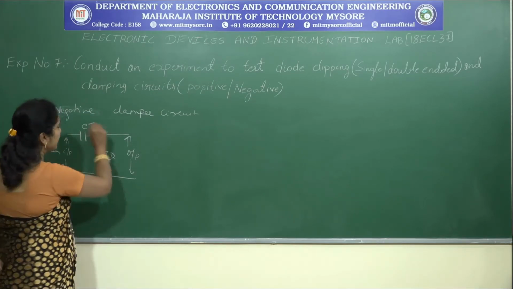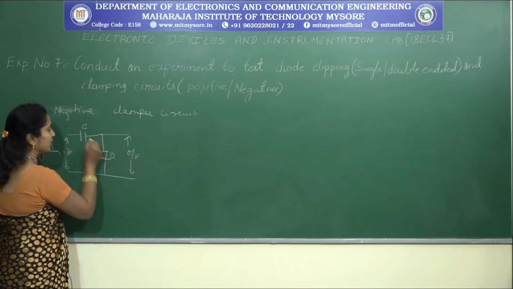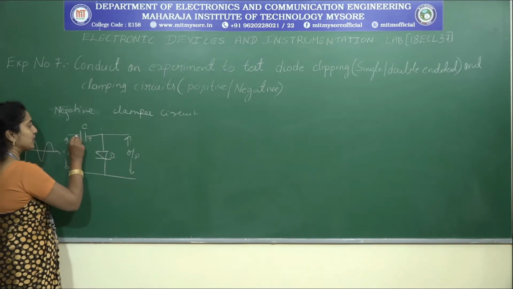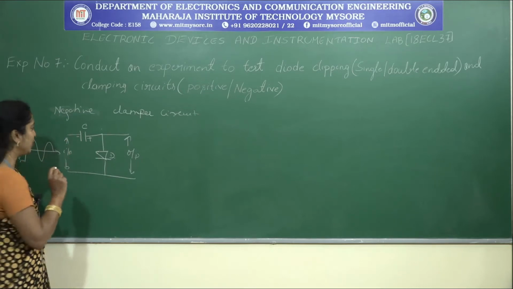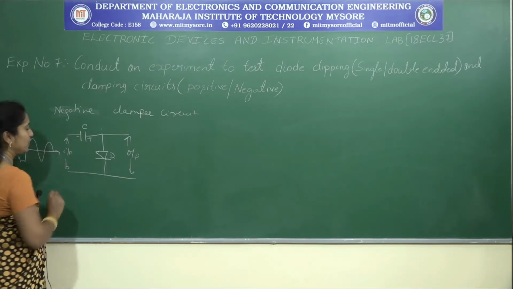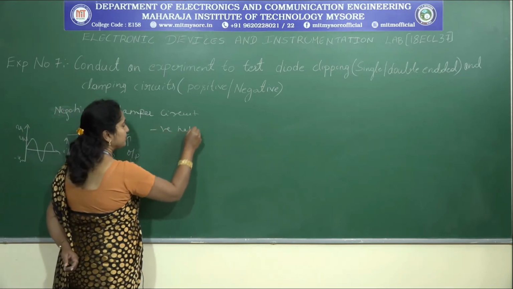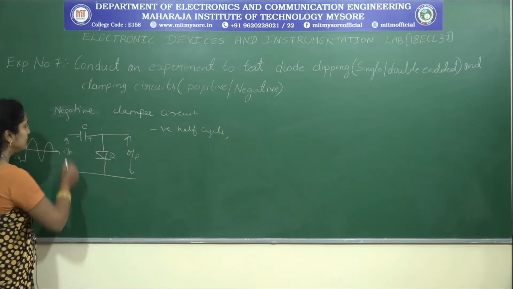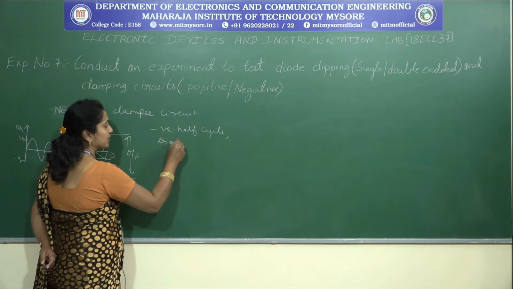Next, in the negative clamper circuit, the diode side is the anode, which should be positive, and this side is negative. First, let us apply the negative half cycle. In the negative half cycle, what happens? The diode is reverse biased.